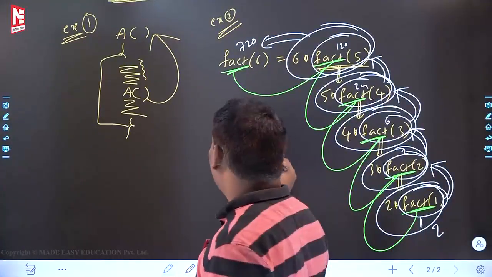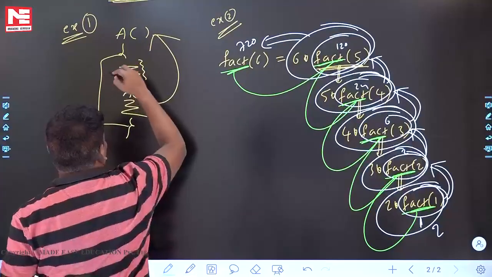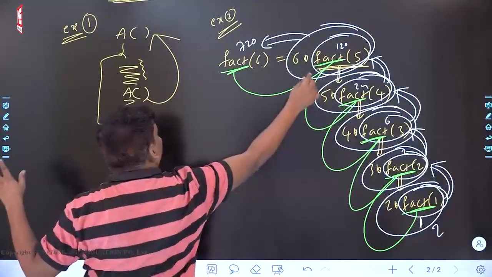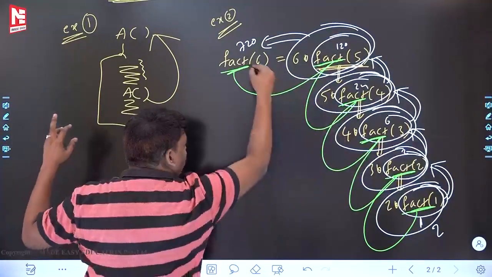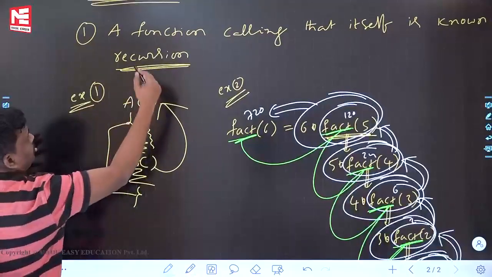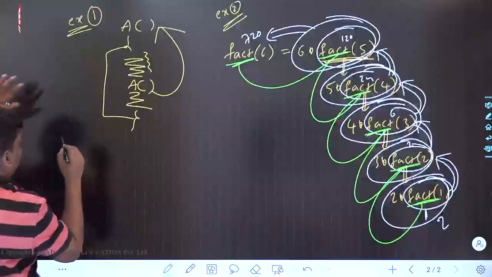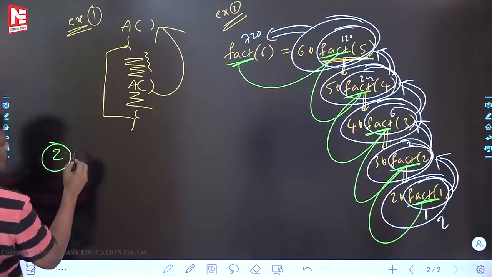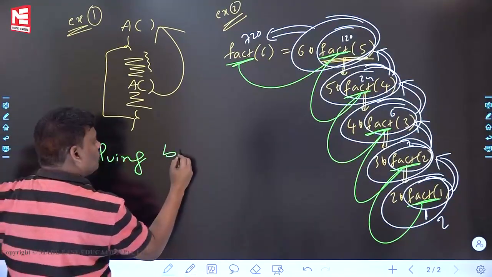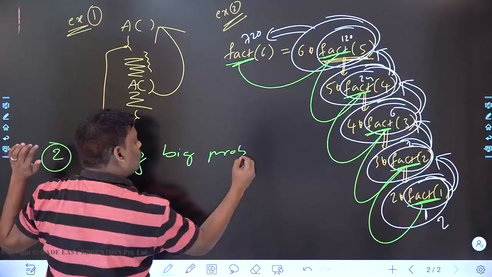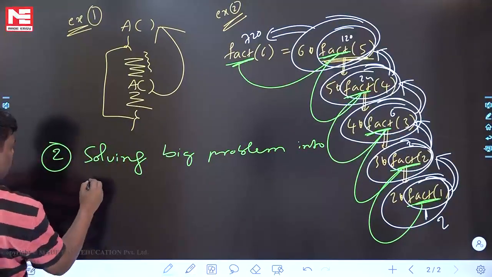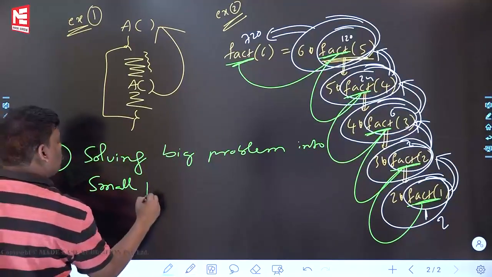Two examples I gave. One is the normal programming example, one is a more meaningful example. Both are okay. Here also A calling A, here also fact calling fact, but I showed you with the help of an example what is going on. Let me write the second point. The first point is okay: a function calling itself is known as recursion. See the second point now: solving big problem into small problems.